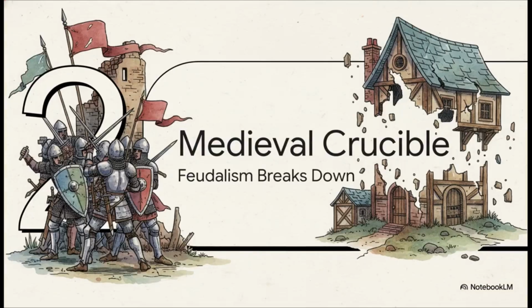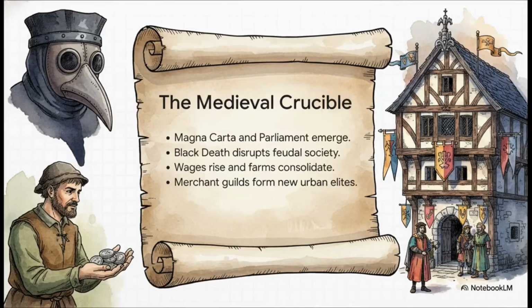Moving on to Section 2, the medieval crucible. This medieval period was defined by some severe growing pains. We're talking civil wars, international conflicts, and the slow, messy breakdown of the feudal system. But what's really fascinating here is how absolute crises unexpectedly shifted power. Take the Black Death in the 14th century.